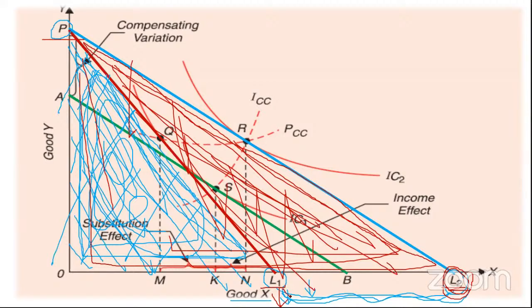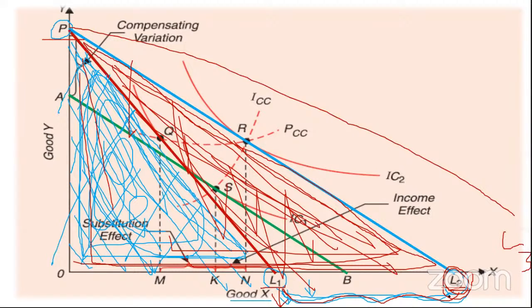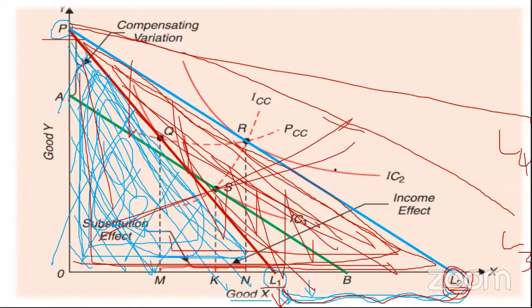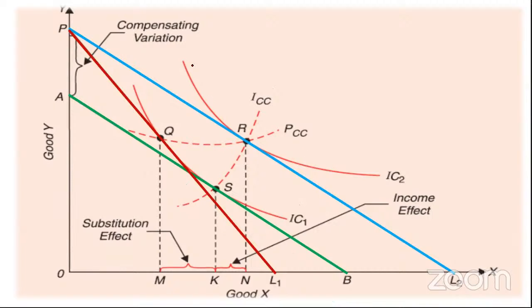When prices fall, the budget line moves away from the origin. Further, if the price of the good X falls, my budget line moves to L3. If the price of X falls further, my budget line becomes L4, like that. It moves away from the origin. Up to this point is clear. PL1 is the first budget line, PL2 is the second budget line.